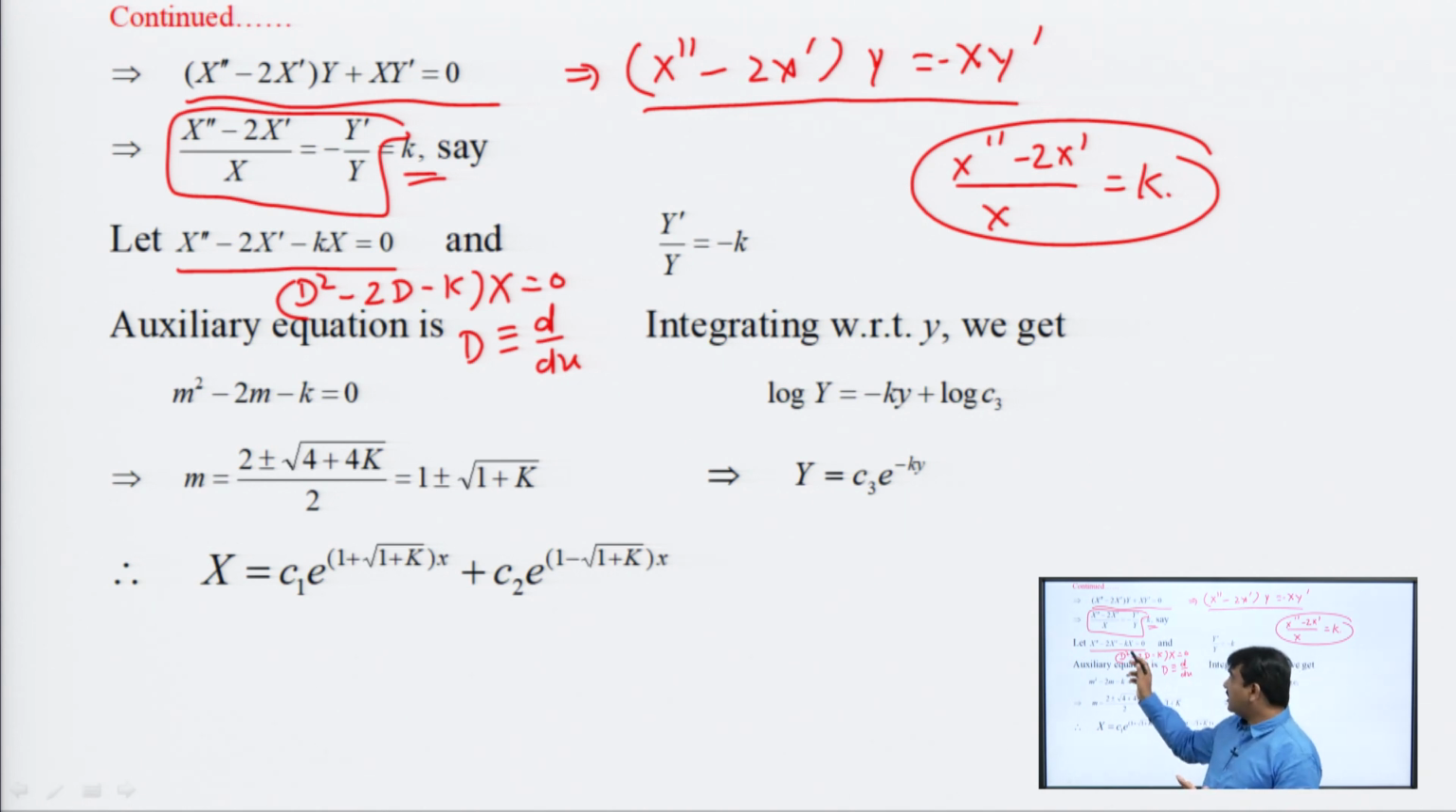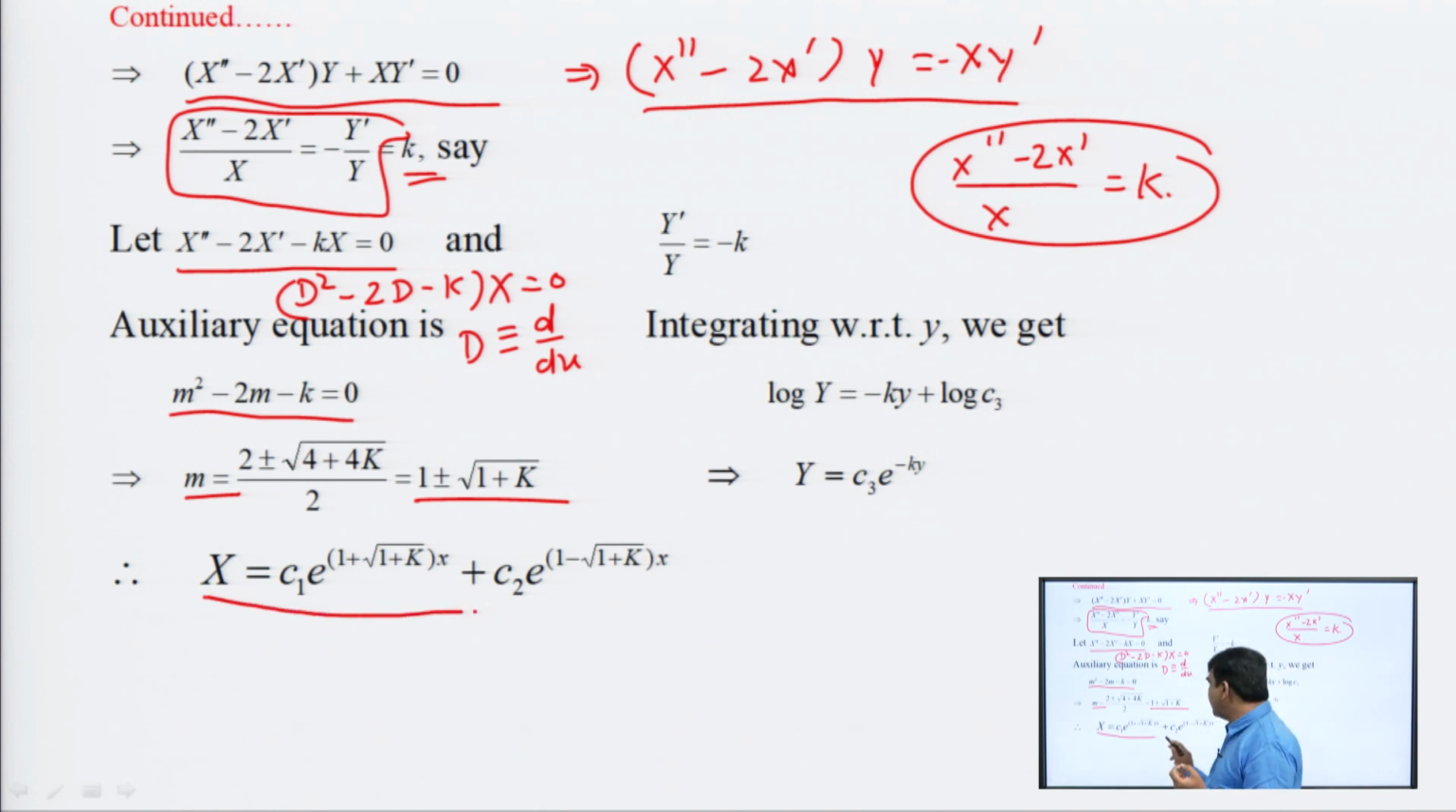So, this is a linear differential equation with constant coefficients. If you remember, to write the solution of this we can use the auxiliary equation. So, we can write the auxiliary equation as m square minus 2 m minus k is equal to 0, and if we solve this for m, then the value of m becomes 1 plus minus root over 1 plus k. So, finally, the value of x is c 1 e to the power 1 plus root over 1 plus k into x plus c 2 e to the power 1 minus root over 1 plus k into x.